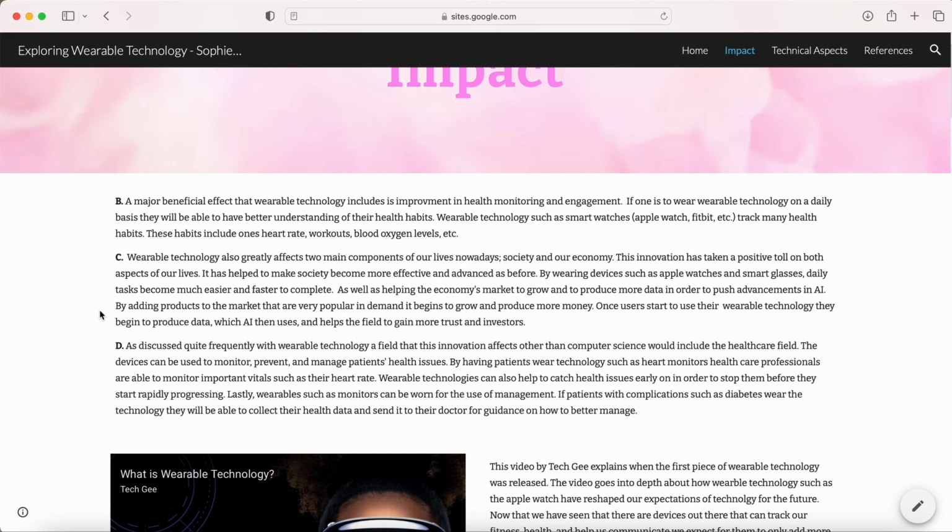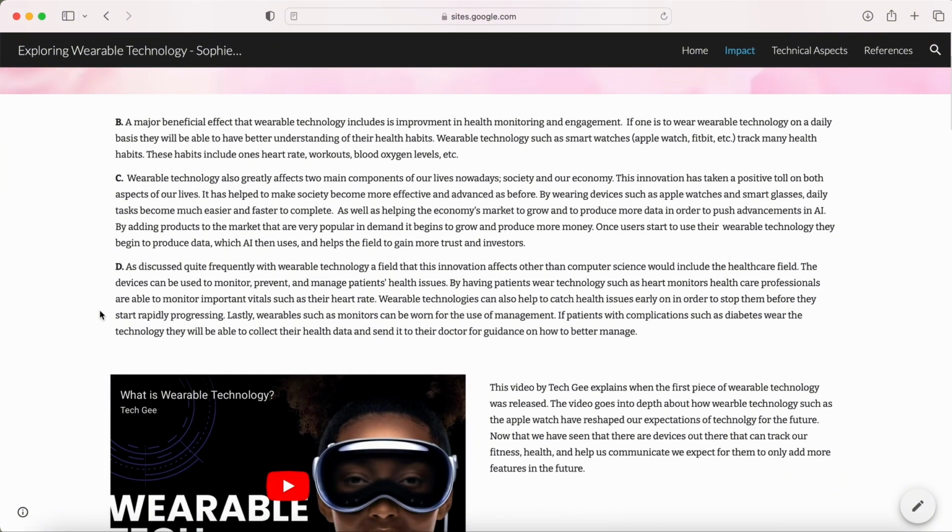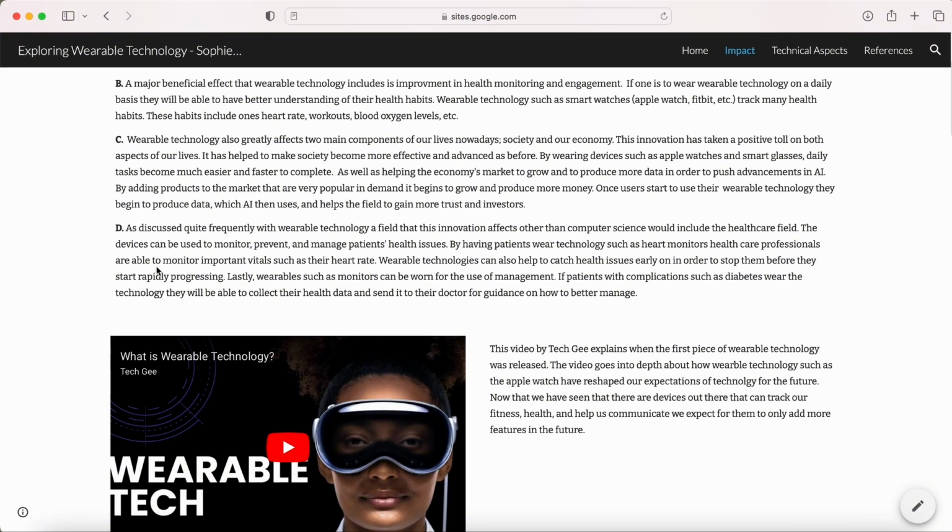Moving on to question D, indicate one field other than computer science that it has helped. I once again mentioned the healthcare field. This is a very big field that wearable technology touches on. It helps to prevent and also manage health issues between patients. If you wear monitors, it can help you prevent them because it knows your vitals, such as your heart rate, and it can give you a heads up when something is out of the ordinary for your health. It can also help monitor issues, once again, keeping track of your heart rate and blood oxygen levels, and just keeping an eye on it for your doctor when they're not there.